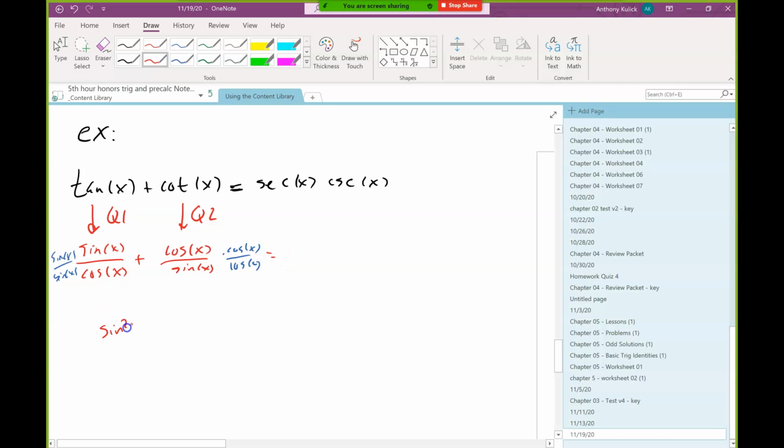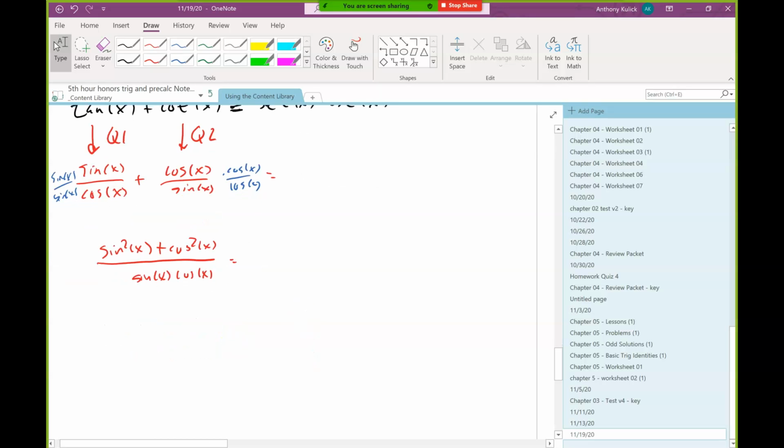So that's going to give me sine squared x over sine x times cosine x. And notice here that I'm not going to list any identity because I didn't use an identity. I just did some basic algebra by making a common denominator.